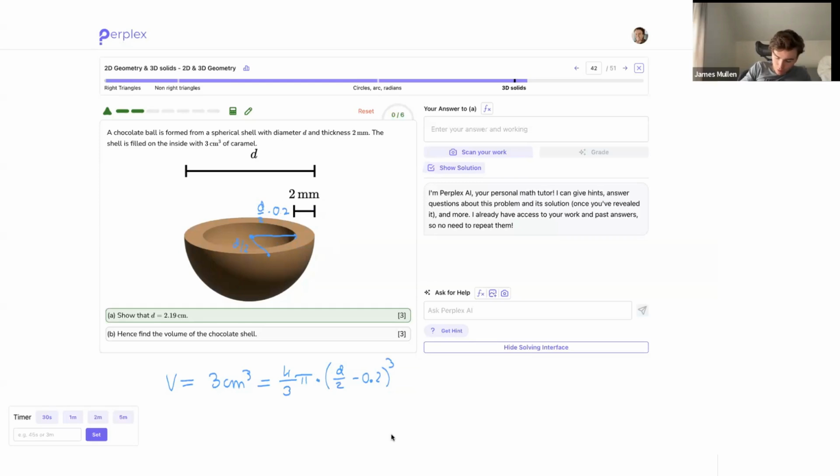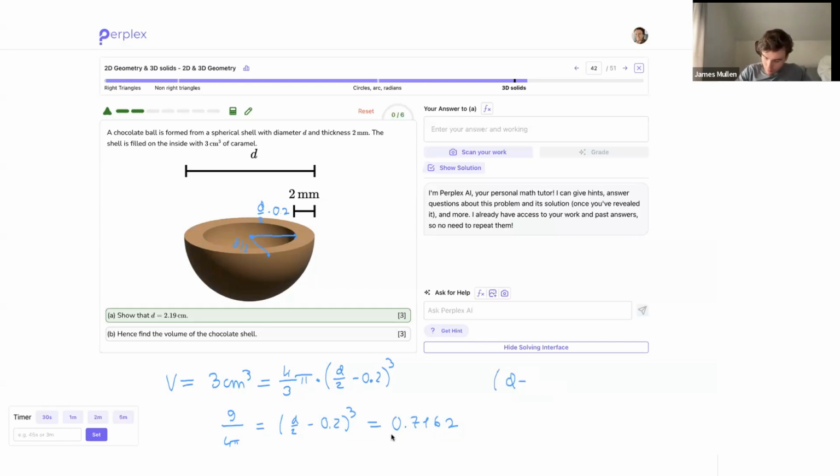So what I'm going to do is multiply both sides by 3 and divide by 4 pi. So 9 over 4 pi is equal to d over 2 minus 0.2 cubed. And this is a calculator question. We're going to need it. I'm going to do 9 divided by 4 pi, and that is going to give me 0.7162.